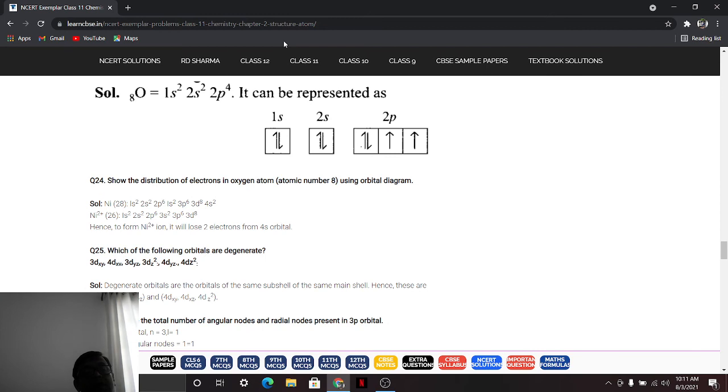Question number 25. Which of the following orbitals are degenerate? Degenerate orbitals are the orbitals of the same subshell, of the same main shell. Hence, these are 3dxy, 3dz square, 3dyz, and 4dxy, 4dxz, and 4dz square.